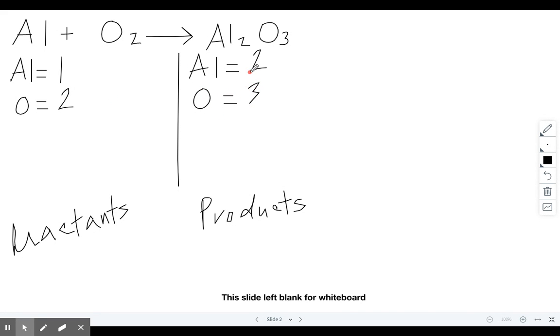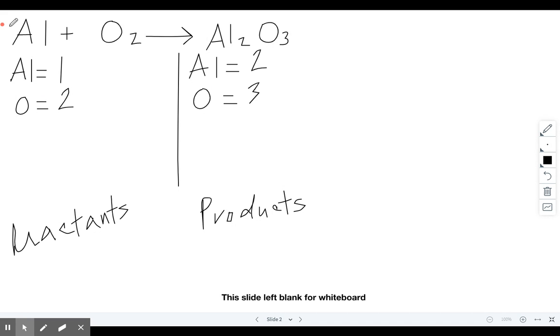And I look at my aluminum, 1 and 2, that's not balanced. The oxygen, 2 and 3, that's not balanced. So I have nothing that's working out right now. So let me see what I need to work on first. So I look at the oxygen, because that's a 2 and 3. The aluminum's an easy fix.